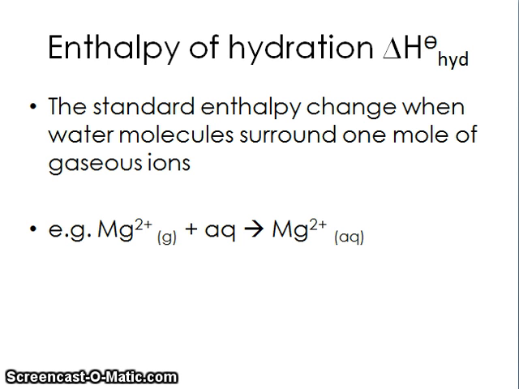Next we have the enthalpy of hydration, which is a delta H theta and an HYD. This is a standard enthalpy change when water molecules surround 1 mole of gaseous ions. Now you may not have seen water written before in an equation like this. It's a bit unusual. We only do it for enthalpy of hydration and enthalpy of solution. But it's because we don't want water in the equation, because otherwise it's going to disappear on the right hand side. So we write it like this with Mg2 plus as gas plus AQ, which represents water, to give Mg2 plus, which is now aqueous.